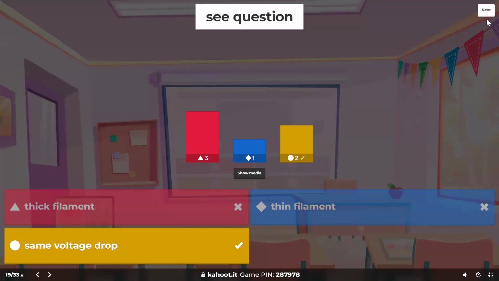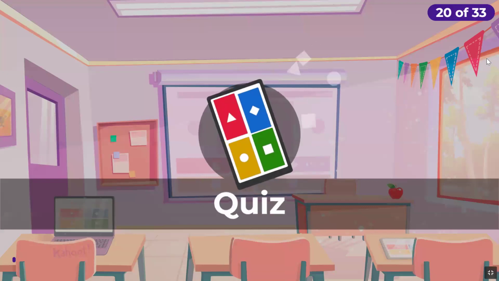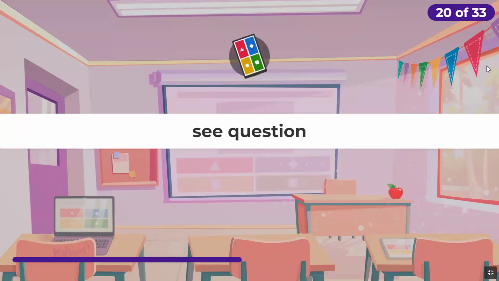That's related to the loop rule. That's all right. Oh, Blake and Chloe running away with the lead.